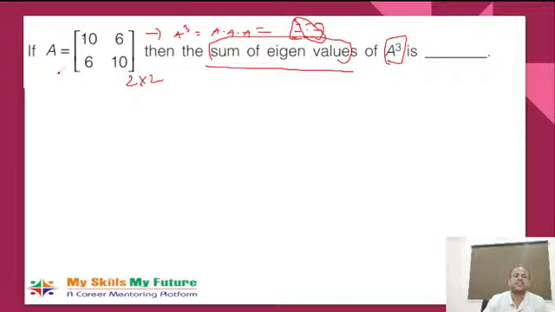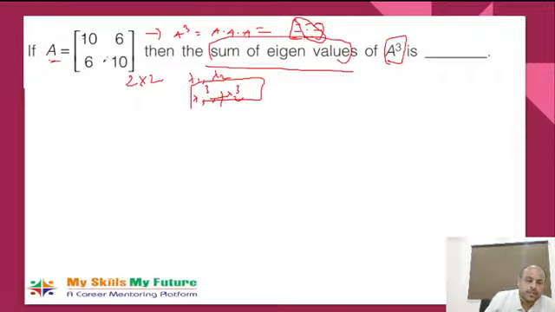If you know the eigenvalues of A, suppose lambda 1 comma lambda 2, then the eigenvalues of A cube become lambda 1 cube comma lambda 2 cube. Then the sum of eigenvalues is just lambda 1 cube plus lambda 2 cube. So I will apply this method, very simple. First I need to calculate the eigenvalues of this matrix.